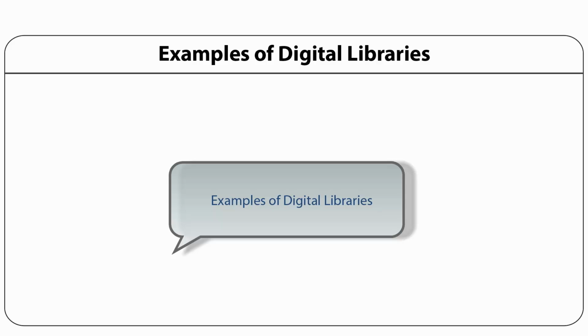Now let us examine some of the examples of digital library. This first example here is the New Zealand Digital Library. The New Zealand Digital Library, maintained by the University of Waikato, provides web access to several document collections with varied subject content, languages, and formats.